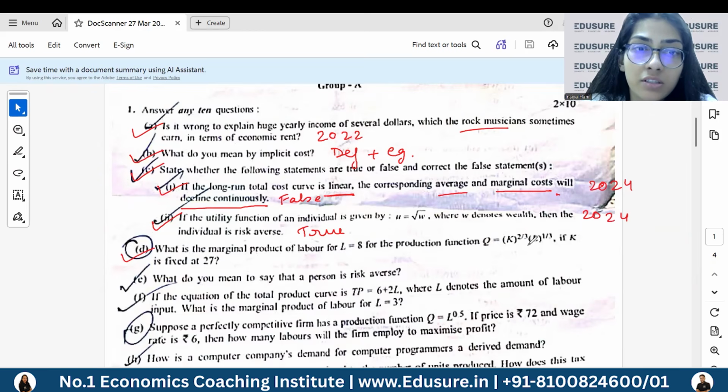Now 1 part D: what is the marginal product of labor for L equal to 8 for the production function? Capital is fixed at 27. This is also a repeated question, it came in 2022, and it is a very easy question. You just put the value of K in it and calculate MPL, which is dq by dl. So you just have to find its first order derivative.